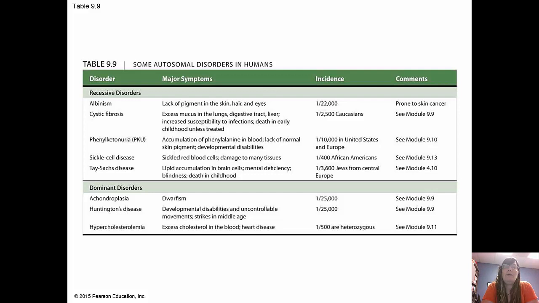Dominant disorders, though, achondroplasia, Huntington's, and hypercholesterolemia, are dominant disorders. So they only need one allele to have this disorder. So one parent cannot be a carrier at all. And if the other parent has this disorder, they can pass it on. Now it'll depend, because if the parent is a homozygote dominant, then they're definitely passing the disorder on to their children. But if they're a heterozygote, there's a chance that they'll pass the recessive allele on to their children and may have normal children.